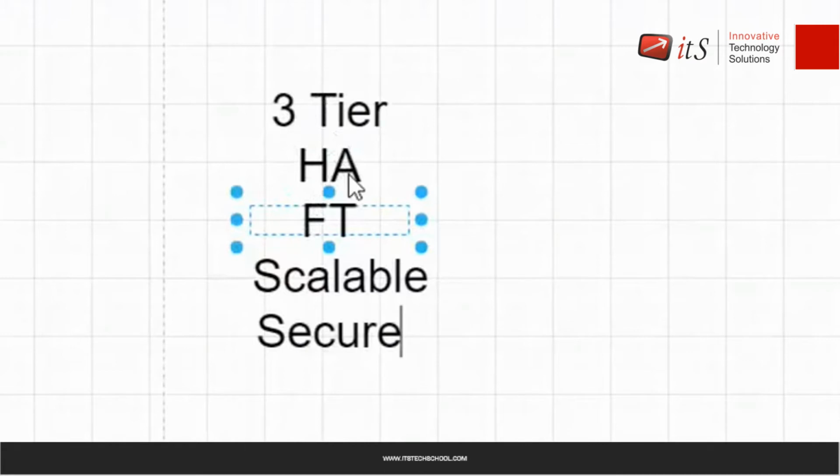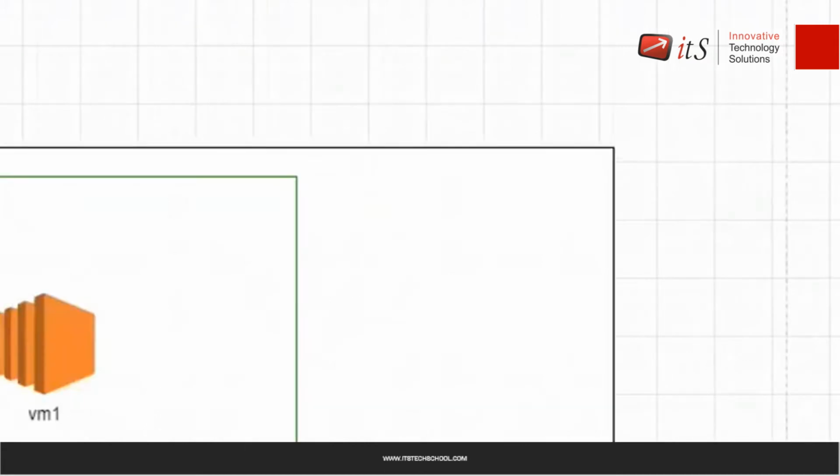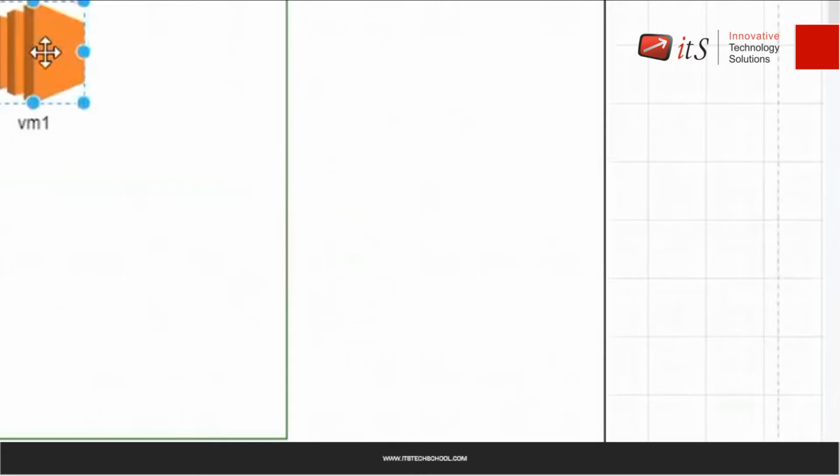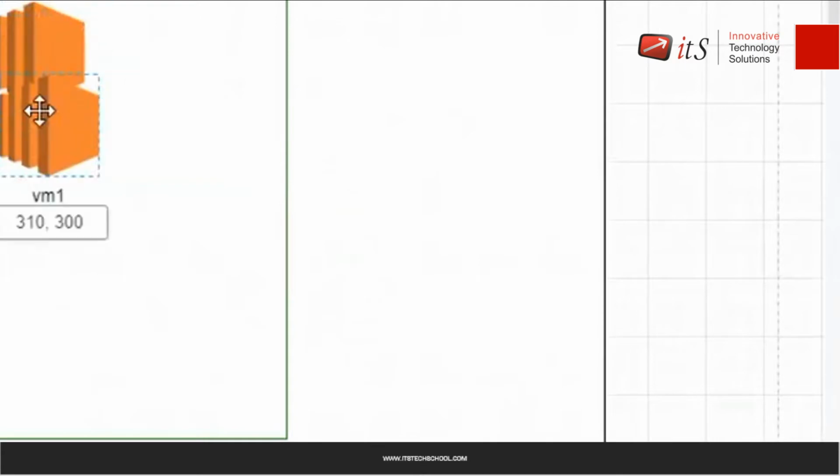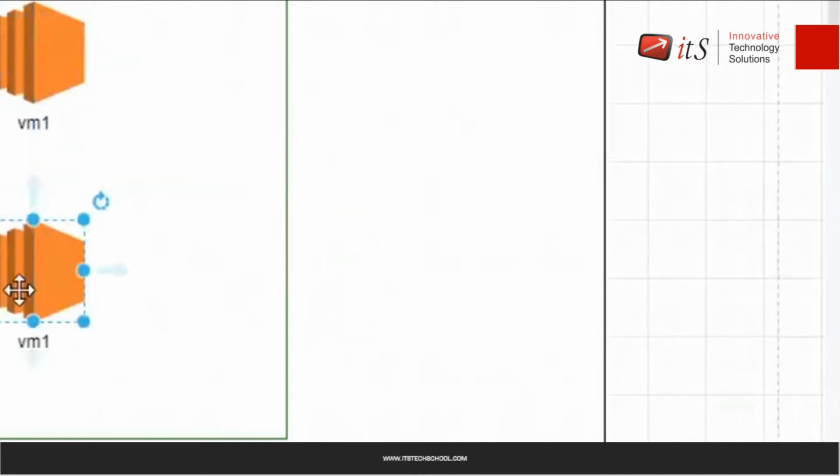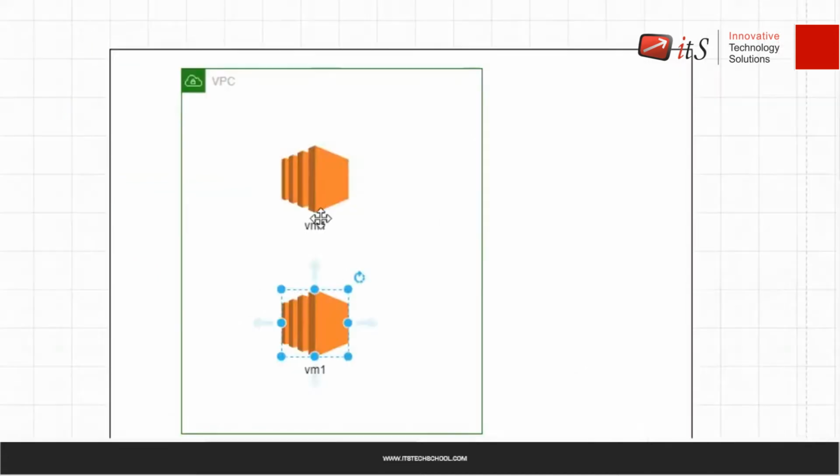So what's my three-tier architecture? It's just an architecture where you have a web server and you have a database server, right? And due to some standards, you can't install a web server and a database server in a single machine. You need two different machines for that. One will be your web server, the other will be your database server.